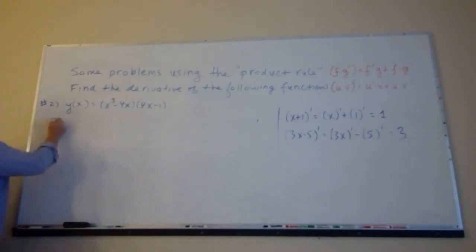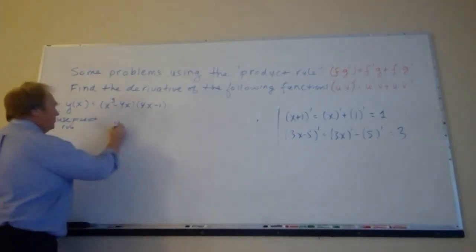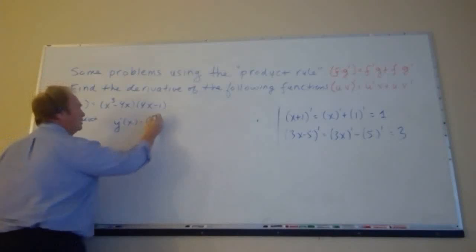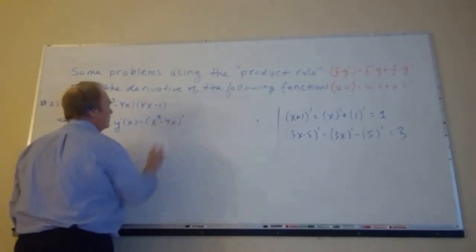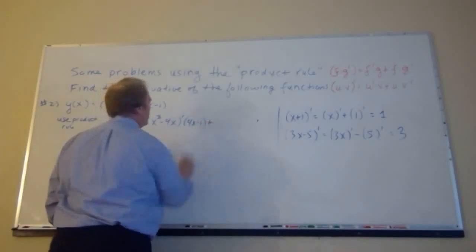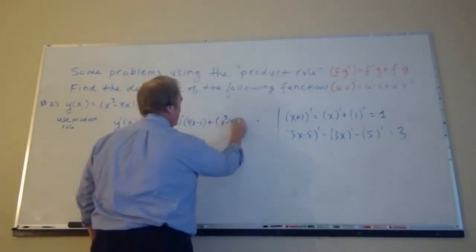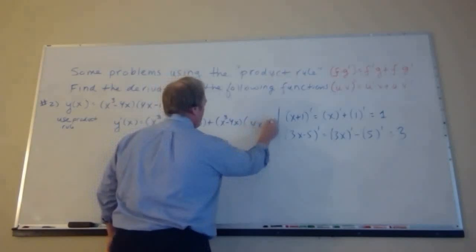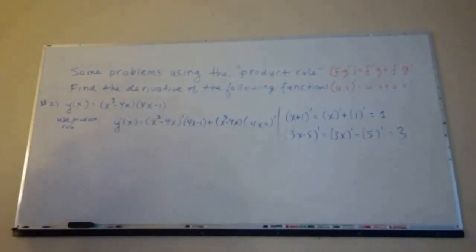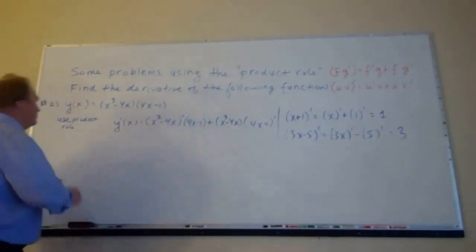So first step, we want to use the product rule. This tells us that y prime of x is equal to the derivative of the first function, leaving the second one alone, plus the first function times the derivative of the second. That's what the product rule tells us. And so now we're going to take the derivative of each of the individual functions.